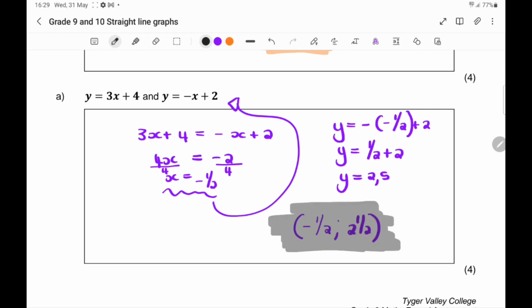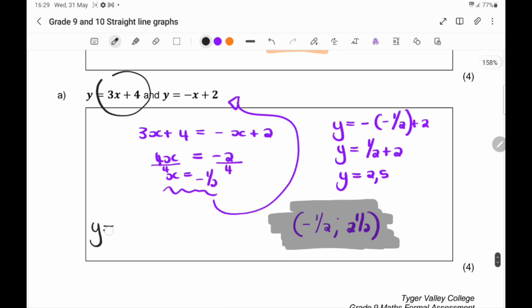I hope I haven't gone too fast because I'm feeling like I'm irritating you. 3x plus 3 is 4x. 2 minus 4 is negative 2. Divide by 4 on each side. You get x is negative a half. Go and replace it. Which one? You could have also replaced it into that one. Let's replace it in there and see if I get the same.